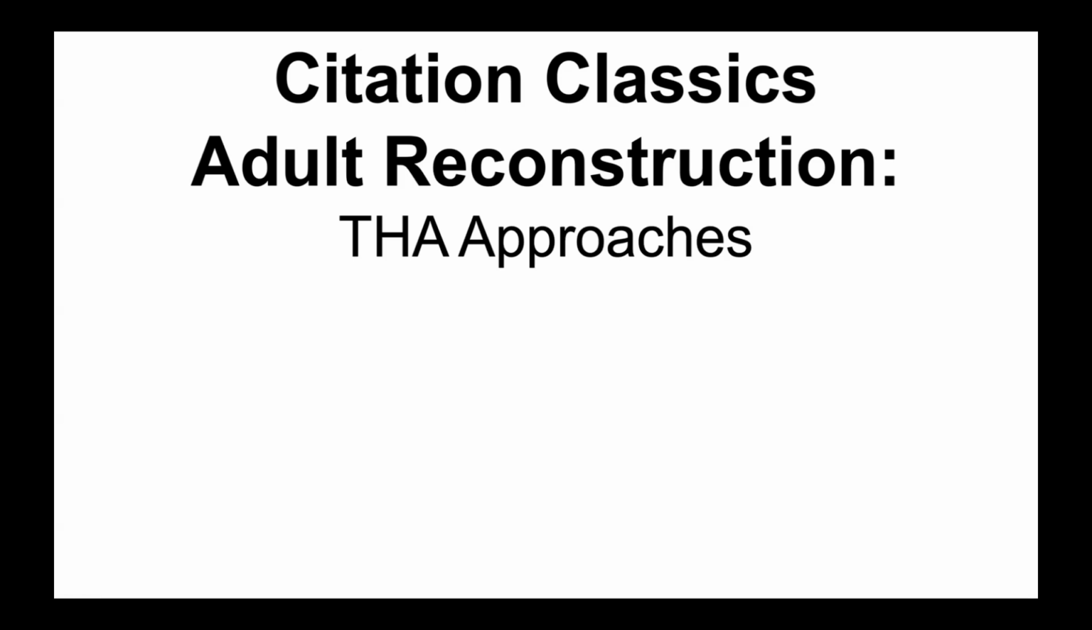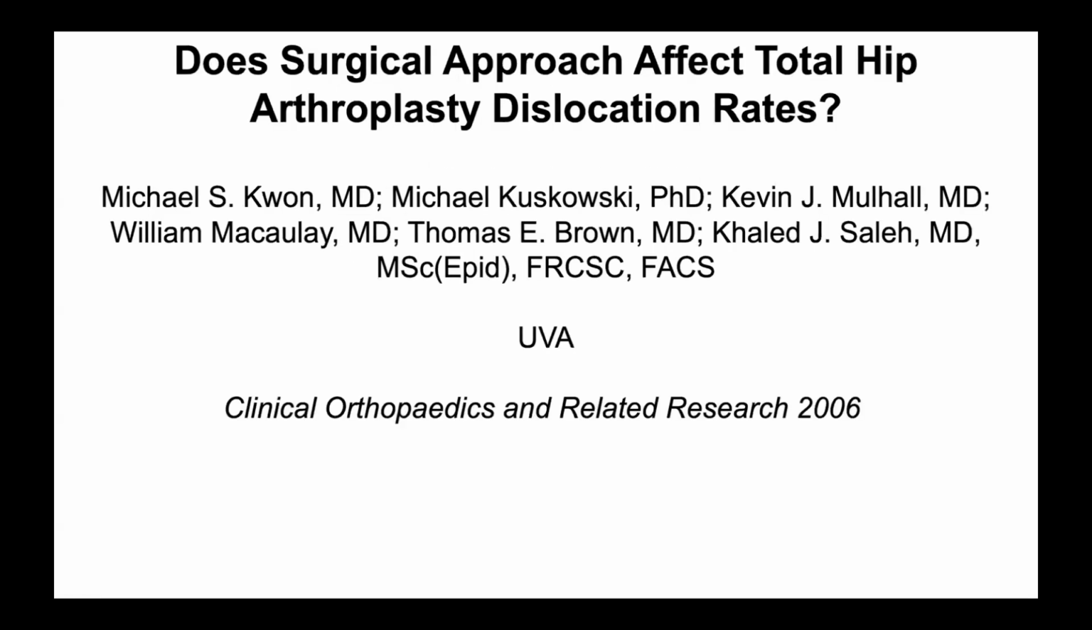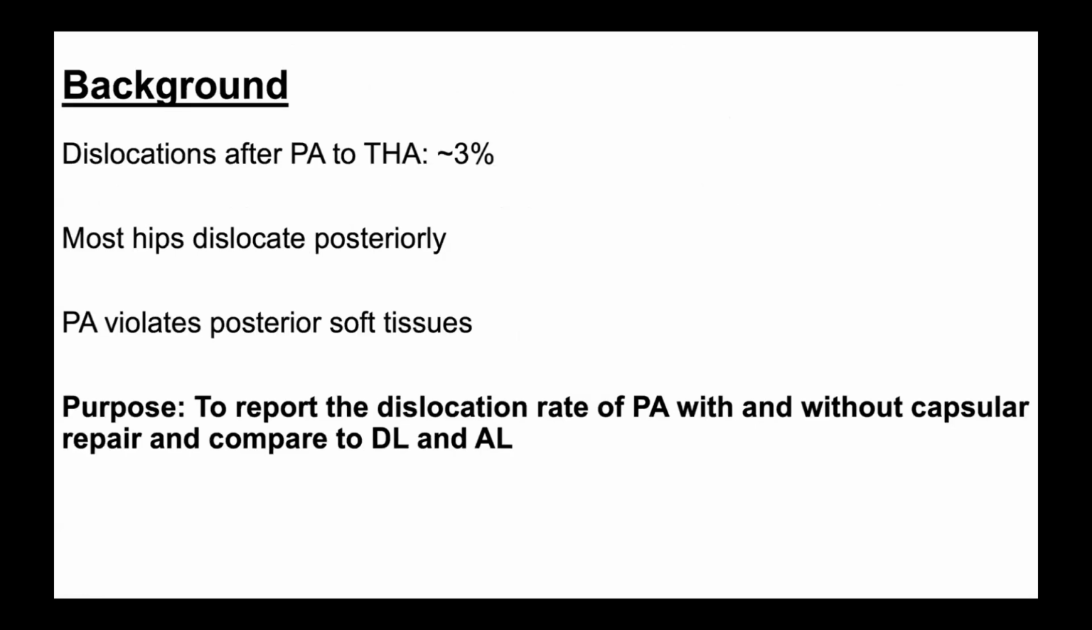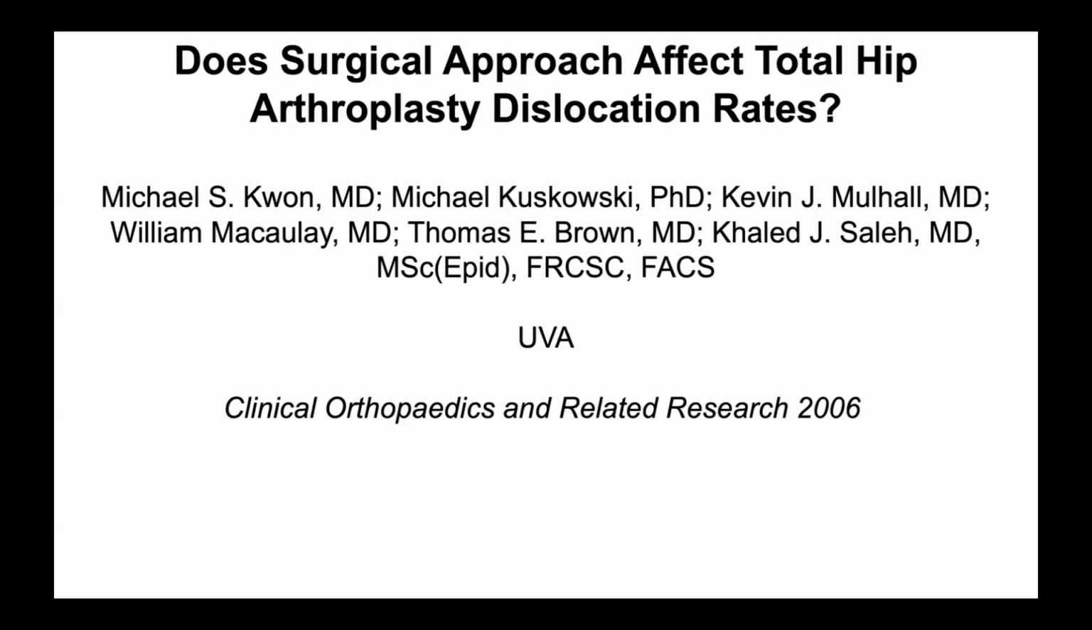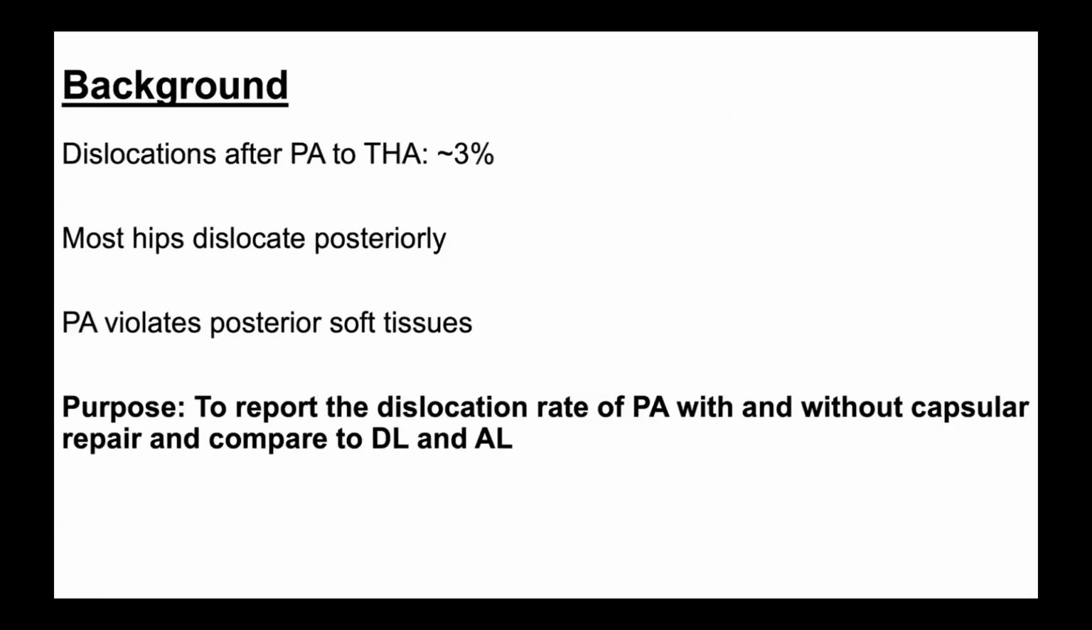And so we chose some papers that are, at this point, more historic, but do highlight the nuances and unique complication profile associated with either approach. We'll get things started with the emphasis on capsular repair in posterior total hip arthroplasty, with Kaihui Zhu presenting. Yeah, so the first study we have is titled Does the Surgical Approach Affect Total Hip Arthroplasty Dislocation Rates? This study was done by Kwan and their team at UVA, and was published in 2006 in Clinical Orthopaedics and Related Research.